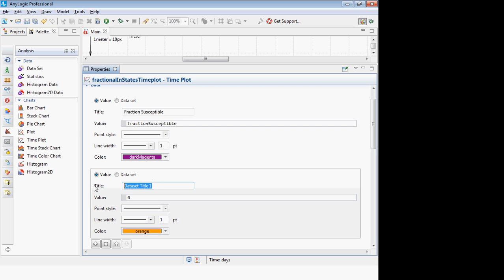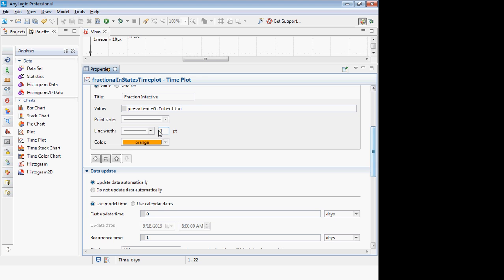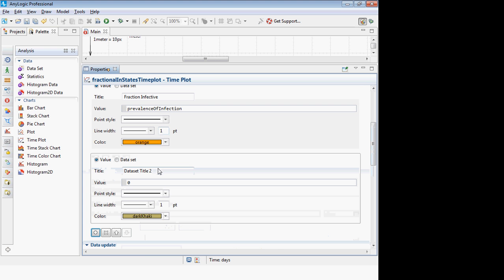Okay, so now let's add another one. This will be fraction that are infective, or infectious, as you see fit. Fraction in, no, that's not what I want. Oh, it's called prevalence. That's right. We call it prevalence of infection. And then finally, there should be one called fraction recovered. Okay, fraction recovered. And this, ladies and gentlemen, is just fraction recovered.